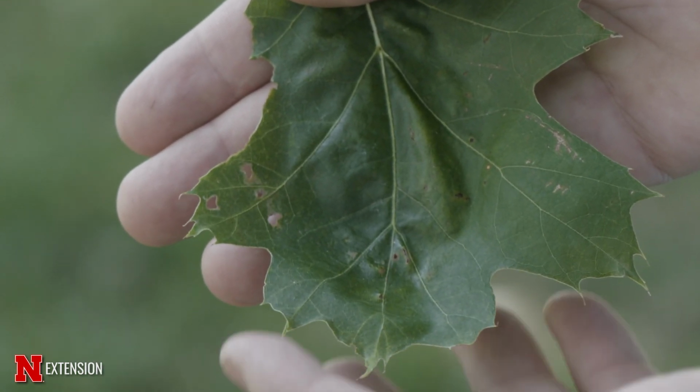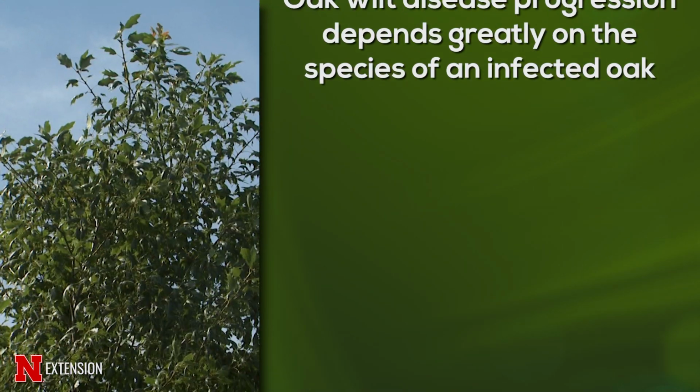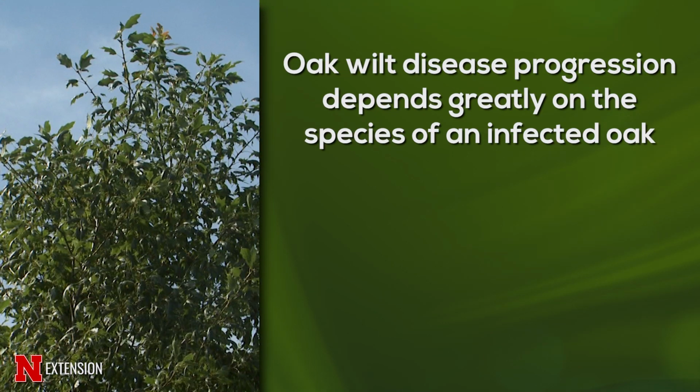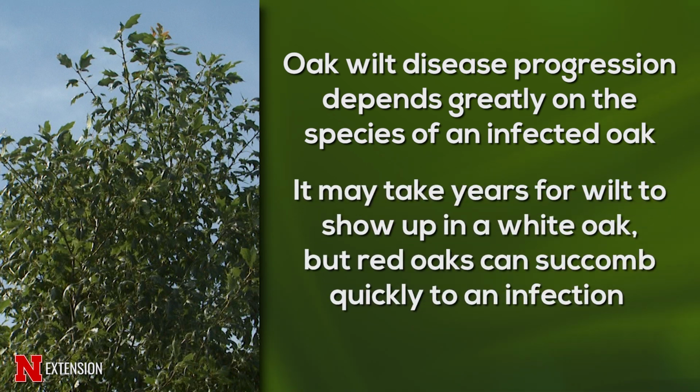The reason this matters for oak wilt is because oak wilt spreads so much more quickly in the red types. For white oaks, they can often have oak wilt for years at a time and sometimes even come back out of oak wilt and not die from it. Red types can succumb to oak wilt in as fast as 3 weeks.